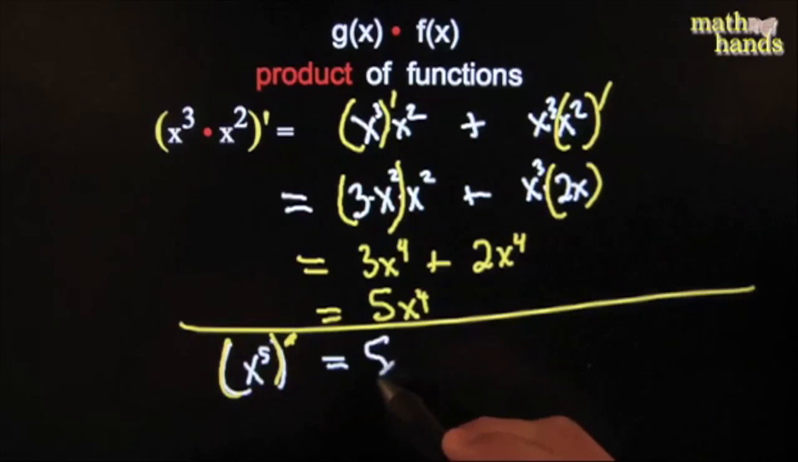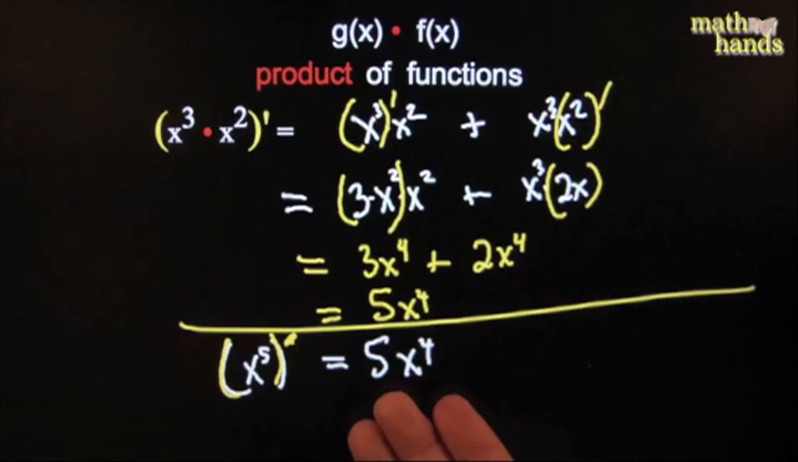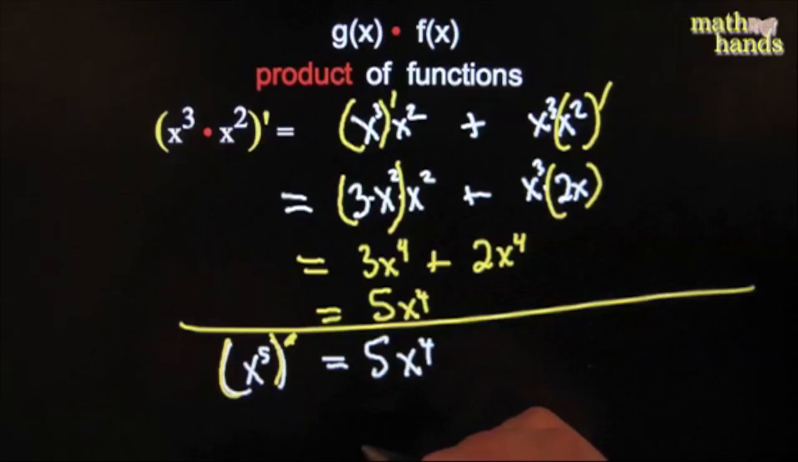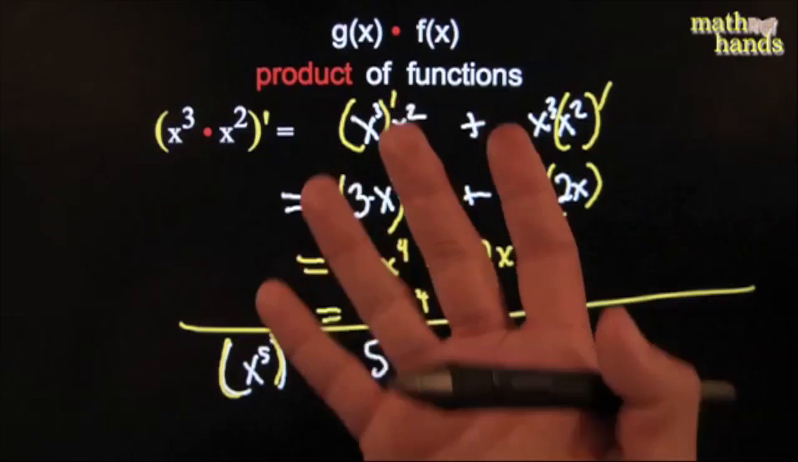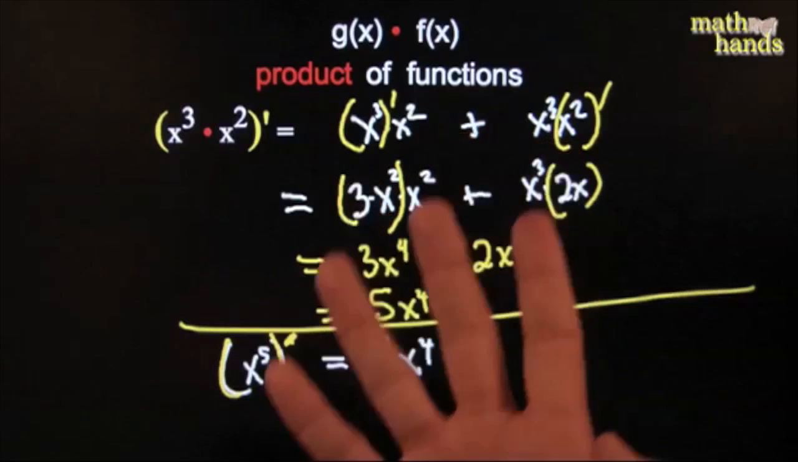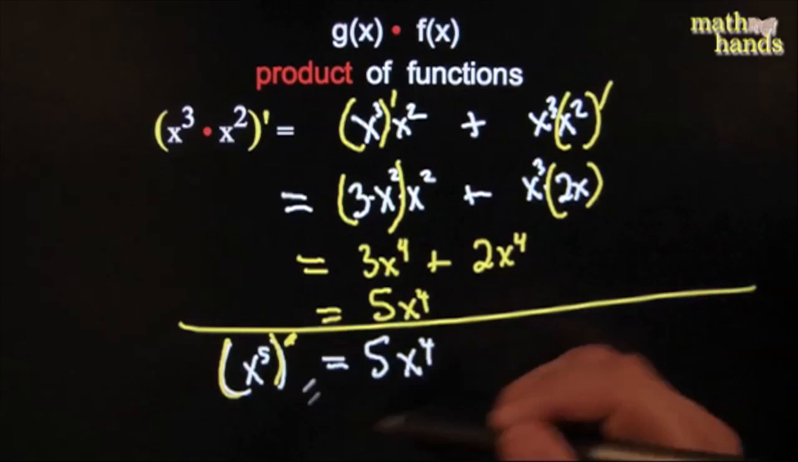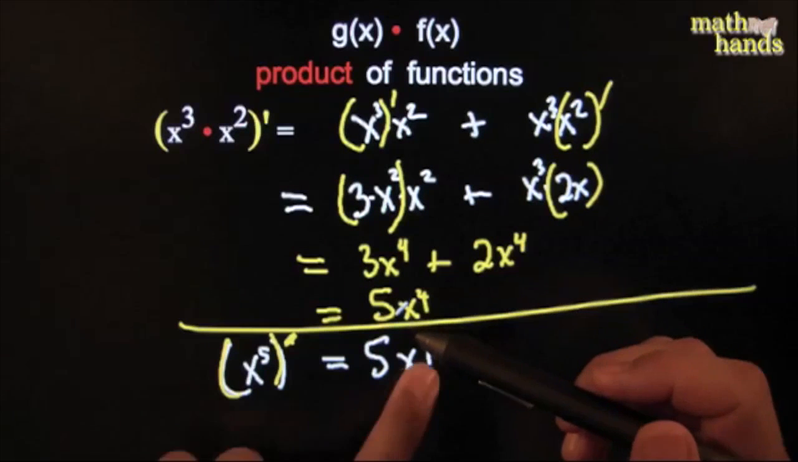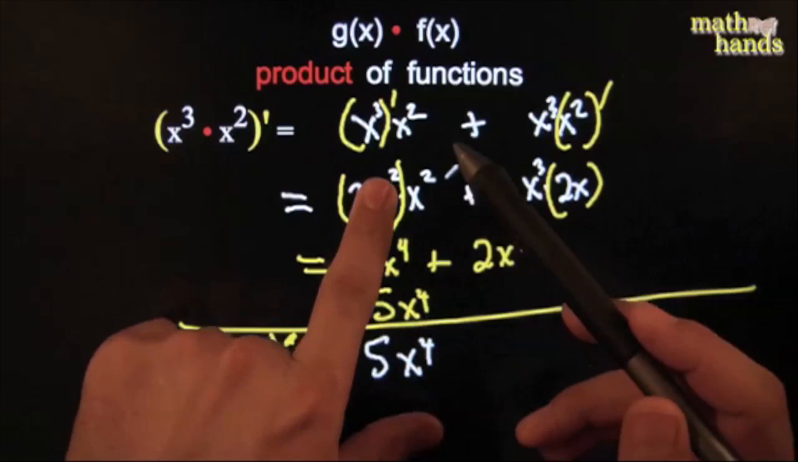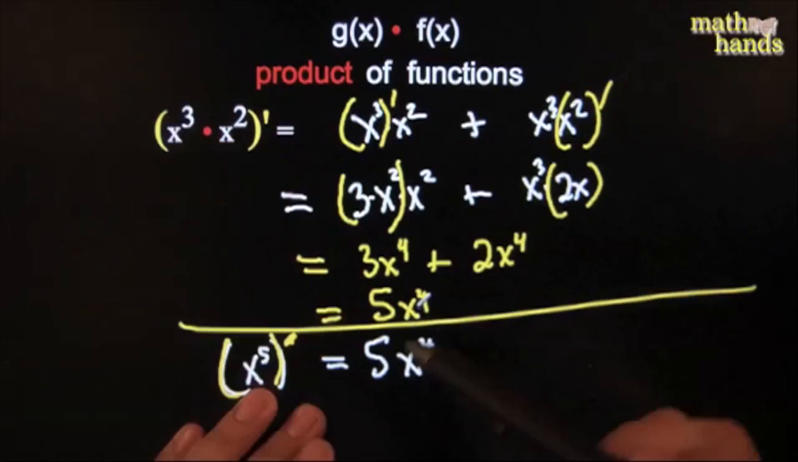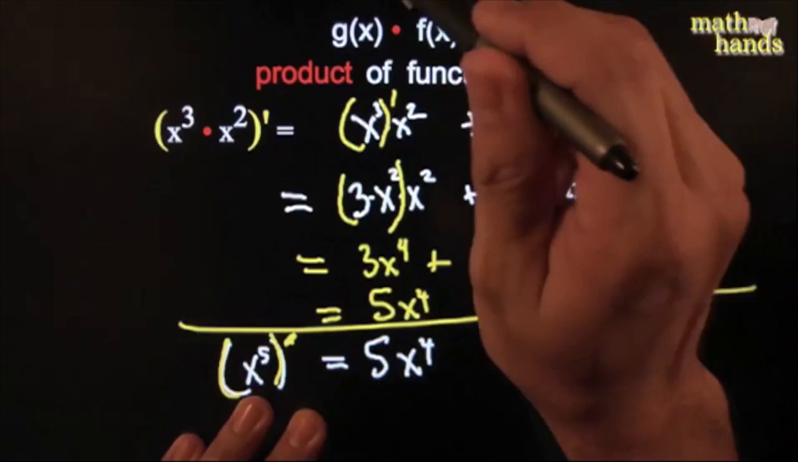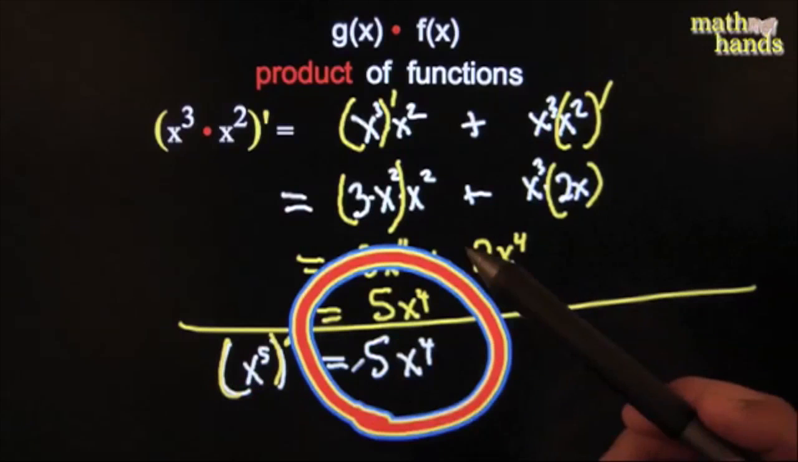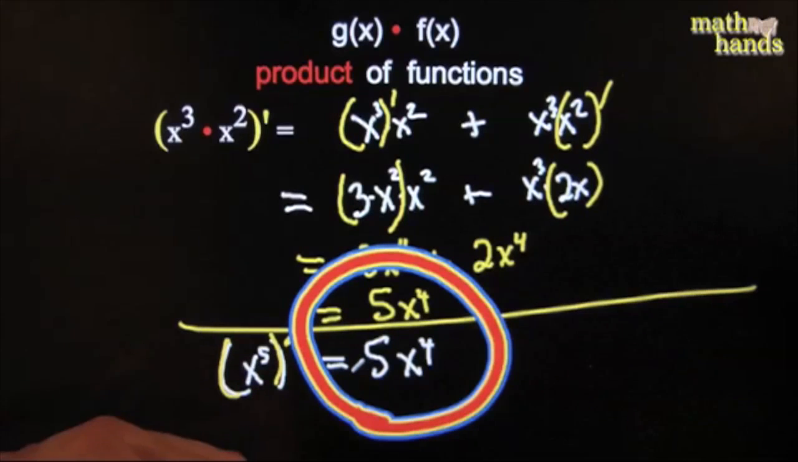You bring down the 5x to the fourth, of course, using the power rule. And of course, if you do it this way, you won't practice the product rule. So that's why I thought it'd be fun to do it both ways, using a famous property that we've already learned, and practicing the product rule. Both lead you to exactly the same solution, 5x to the fourth. Nice, huh?